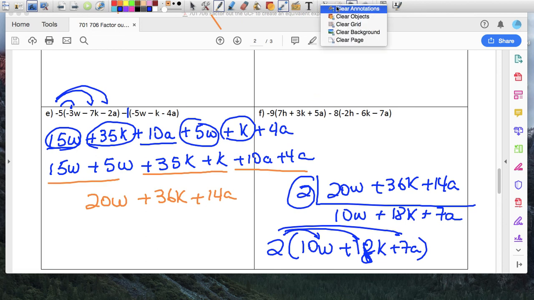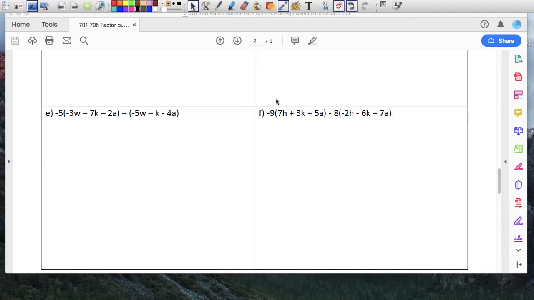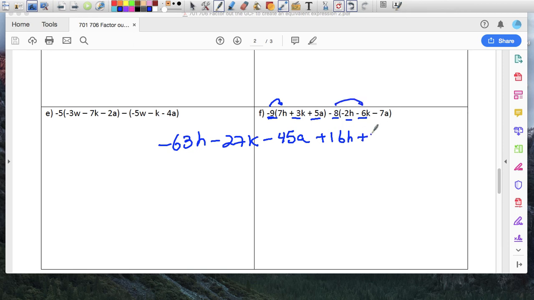Okay. So we have one more problem. So it's a negative 9. So it's going to be negative 63h. Negative times a positive is negative 27k. Negative times a positive is going to be negative 45a. Negative times a negative is positive, so it's 16h. Negative times a negative is going to be positive. 8 times 6 is 48k. And negative times a negative is going to be positive 56a.